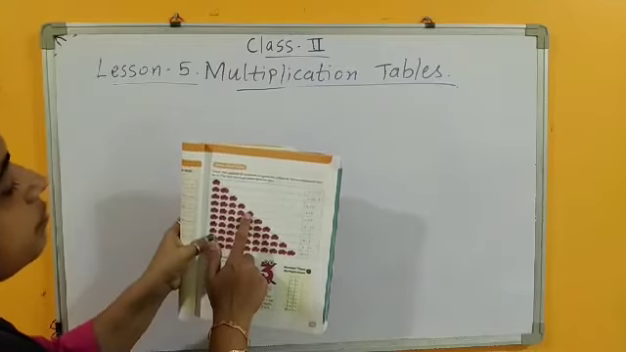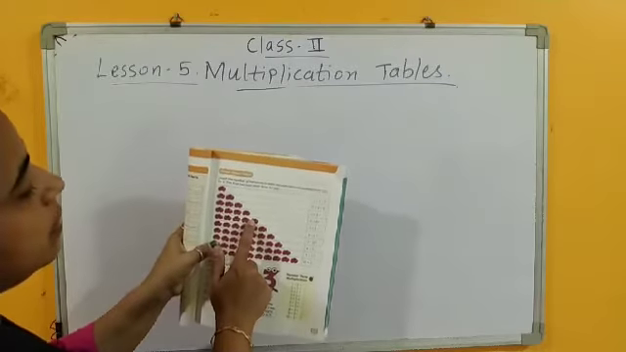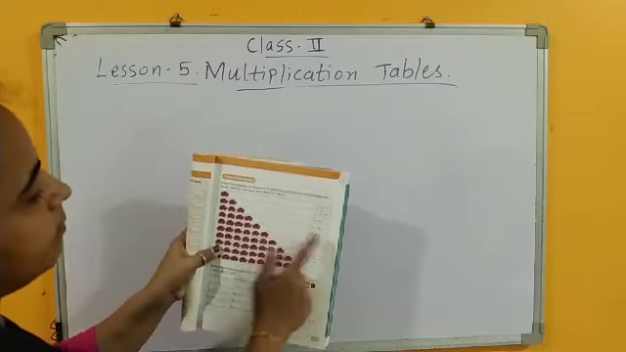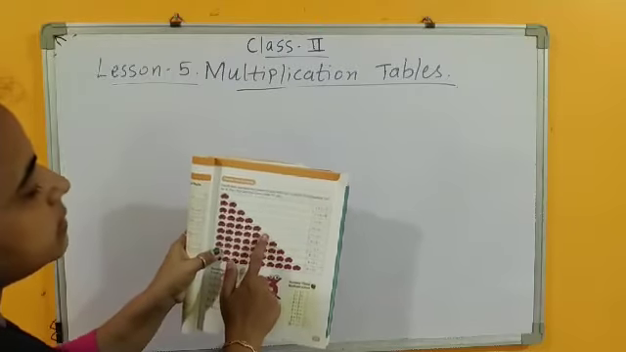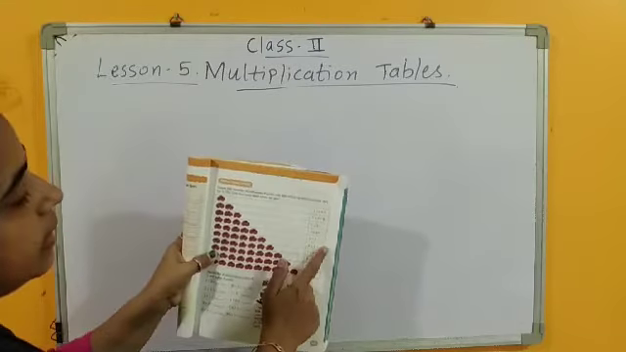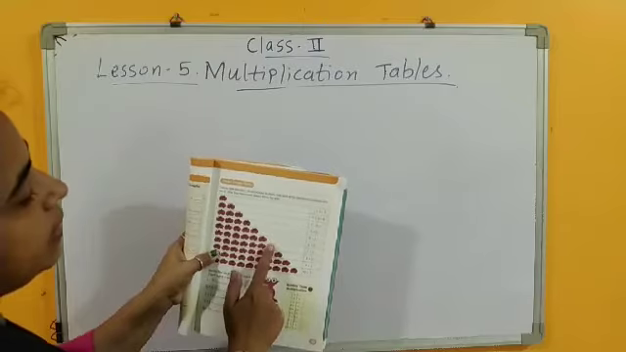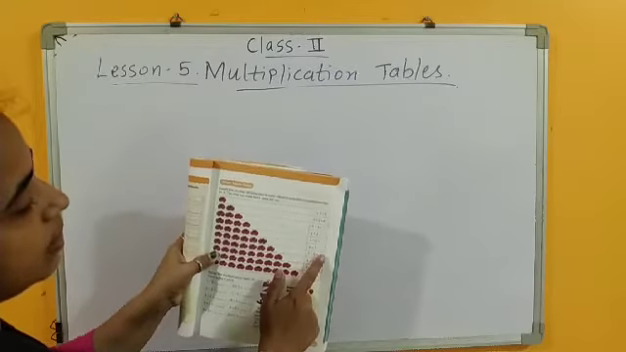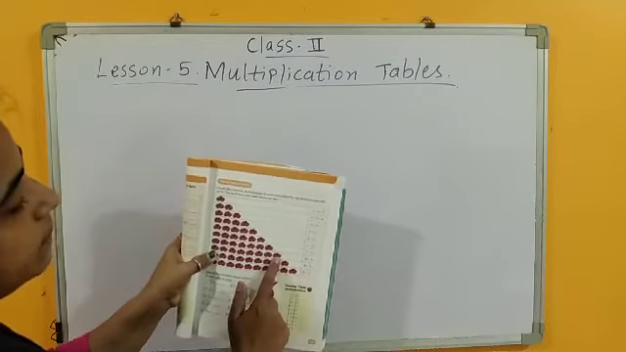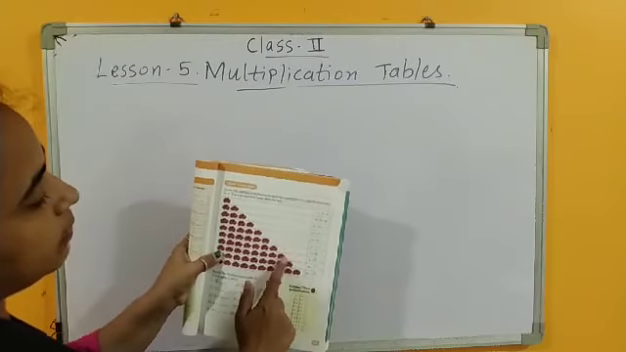So 13, 14, 15. 5 threes are 15. 15 plus 3: 16, 17, 18. 6 threes are 18. 18 plus 3: 19, 20, 21. 7 threes are 21. 21 plus 3: 22, 23, 24.